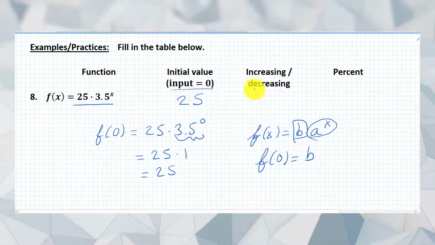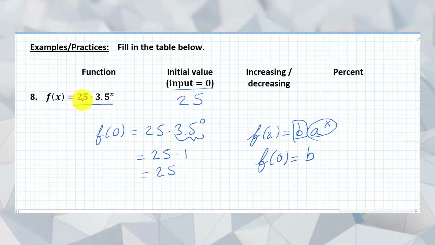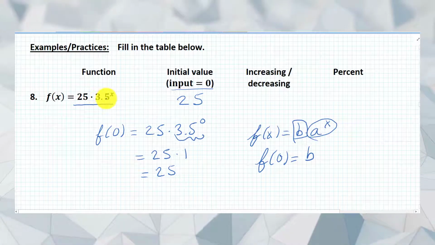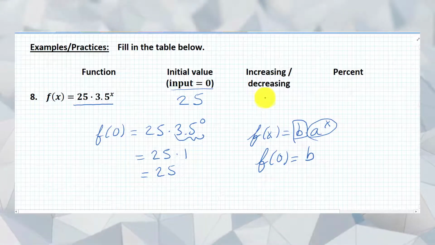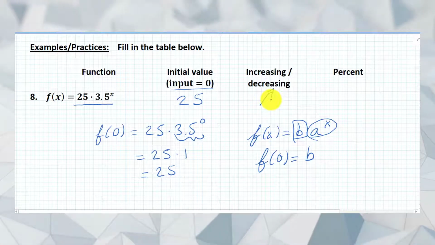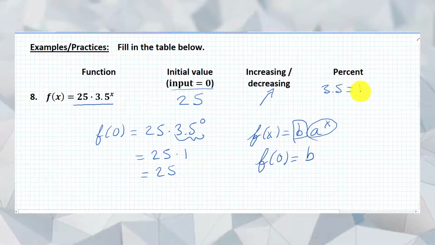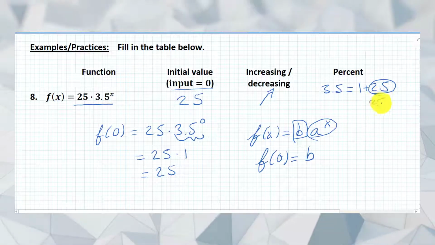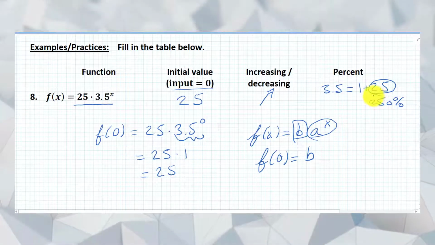And then, is it an increasing or decreasing function? What do you do to 25? You multiply by 3.5 to a power. Now remember, when you multiply by 3.5, you are increasing 25. So it is increasing. It's increasing by what percent? Well, 3.5 is 1 plus 2.5, and 2.5 is 250%. This is again some work we've done in the second video.